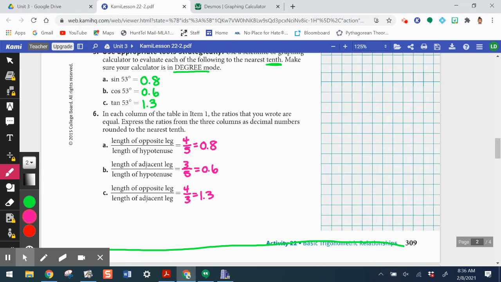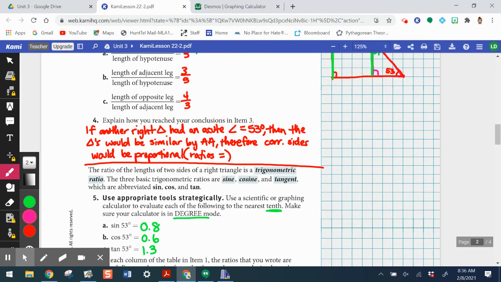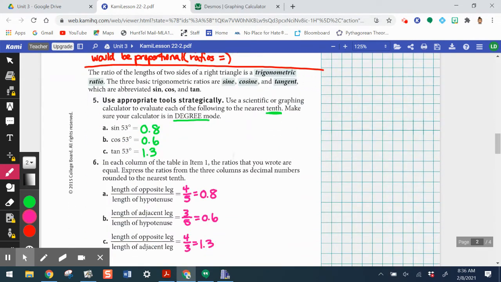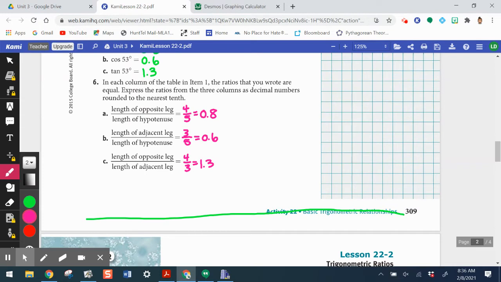But we saw this 53 degrees somewhere previously in our lesson. In fact, it was that measure of those acute angles. And then in item 6, they ask us to write those ratios from item 1 as decimals. And we saw in the first column, the opposite leg over the hypotenuse, that fraction was 4/5, and that as a decimal is 0.8. And then the adjacent leg over the hypotenuse was 3/5, and that decimal is 0.6.